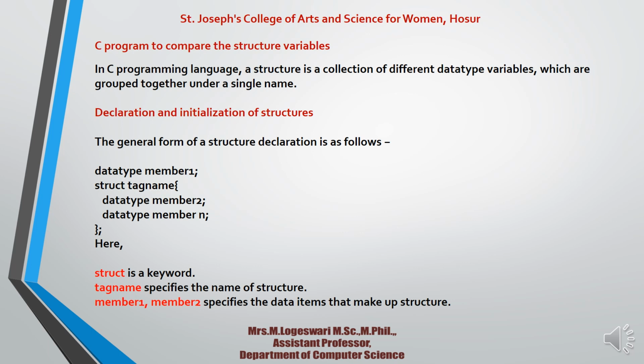C program structure variable. The structure is a collection of different data type variables, which are grouped together under a single name.